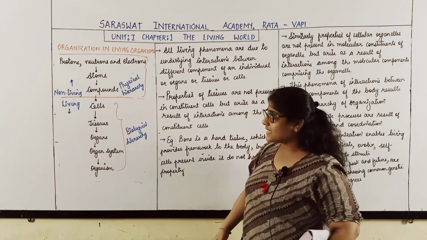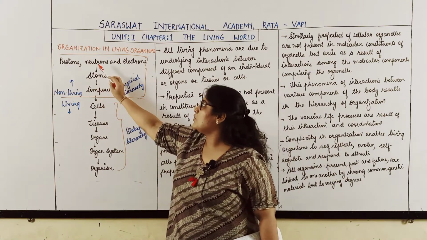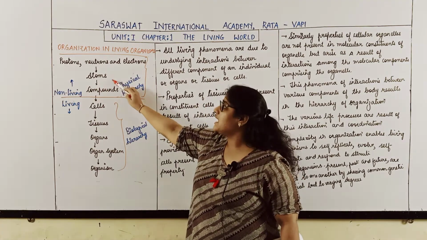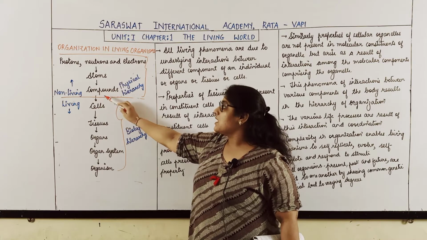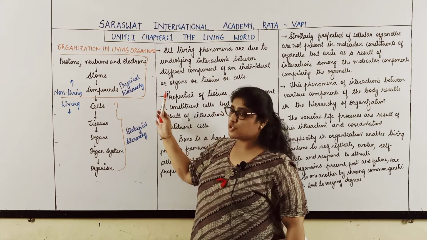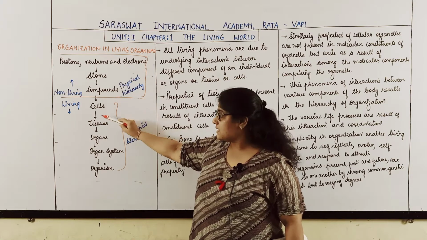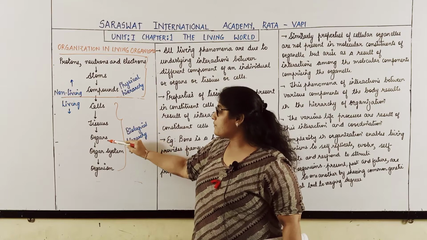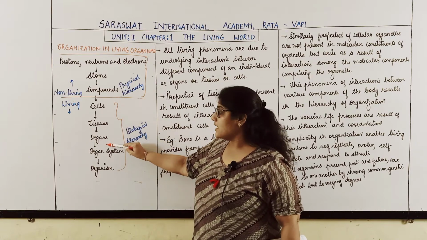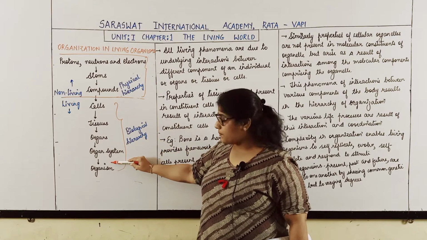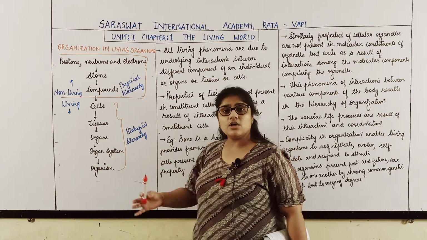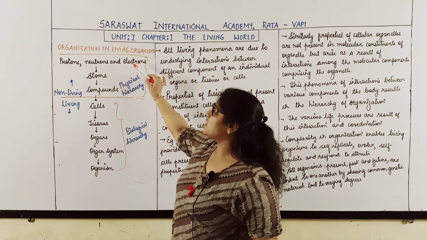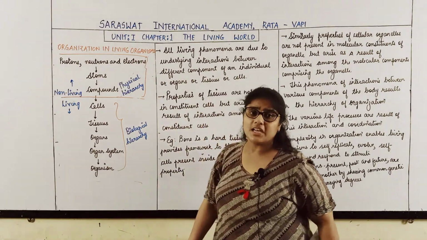So basically, there are protons, neutrons and electrons which combine and form the atoms. Atoms form the compounds. Compounds together comprise the cells. The group of cells forms the tissues. The group of tissues forms the organs. A group of organs forms the organ system, and all the organ systems together form the organism. So this is the general organization in living organisms.